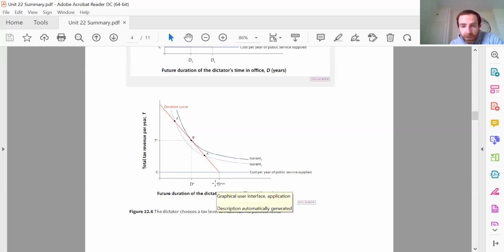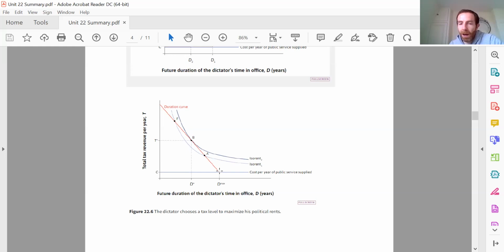And we see this very important point here where the duration curve hits the cost. This shows us the maximum possible duration. So why is that the maximum possible? Well, maximum sensible or rational possible time. Why is that? Because if the dictator has chosen this point here on the duration curve, they're collecting tax revenue just equal to the cost of public service, which means they're actually not getting any political rent whatsoever.